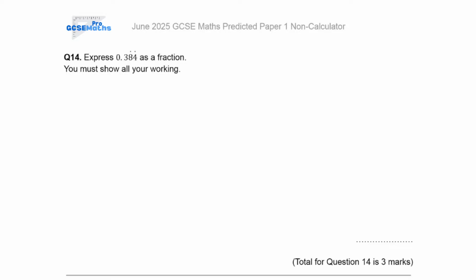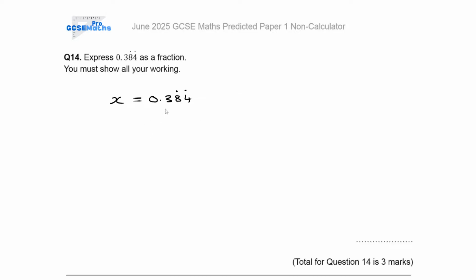Now question 14, we've got here express 0.384 recurring as a fraction, so obviously recurring decimals to fractions. So I'm going to start by putting x is equal to whatever decimal they happen to give you. You then have to figure out if you need different versions of 10x, maybe 100x, maybe 1000x, and so on. Depends on the number, doesn't it?